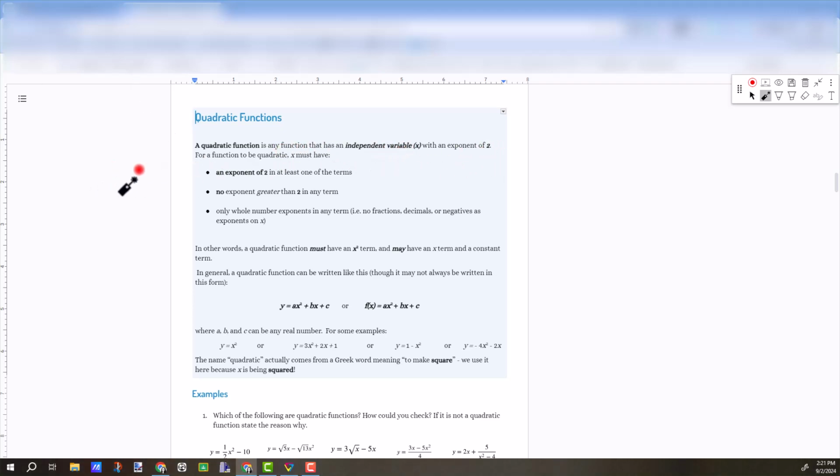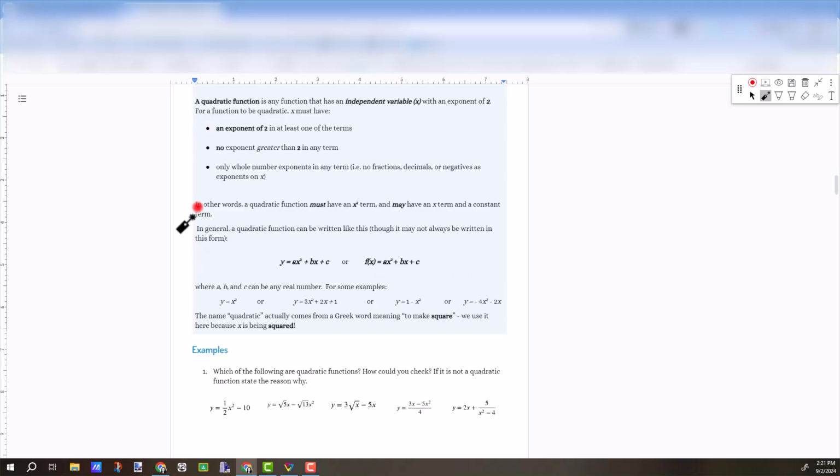In a quadratic function, x must have an exponent of 2 in at least one of the terms. However, no exponent shall be greater than 2 in any term, and only whole number exponents are allowed in any term. In other words, no fractions, decimals, or negatives as exponents on x.